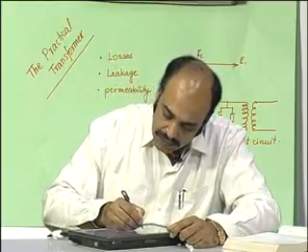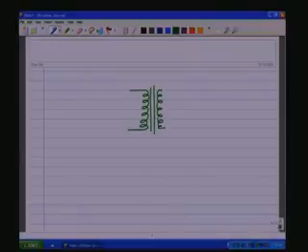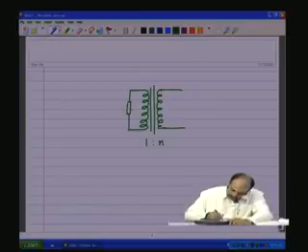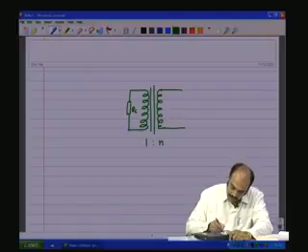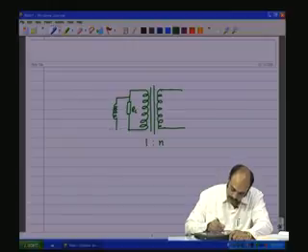So, till now we have an ideal transformer, so we have 1:n, and to this ideal transformer we have put a resistance RC in parallel and also an inductance which gives an inductive reactance XM.